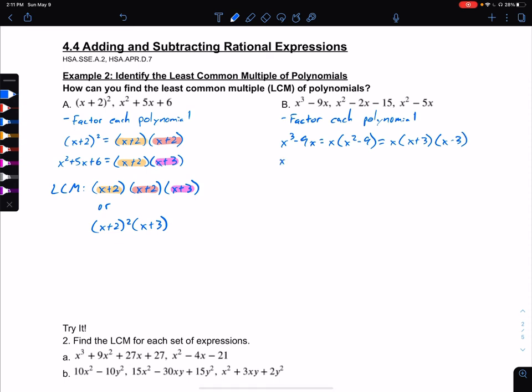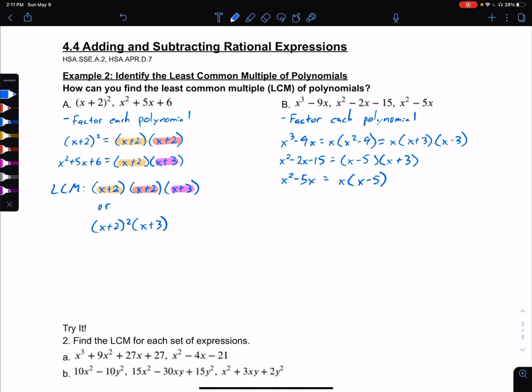My second polynomial, x squared minus 2x minus 15. This would be our factor sum chart. So we're looking for factors of negative 15 that add up to negative 2. It would be x and x, and then factors of negative 15, negative 5 and positive 3. Again, I might be going through that a little quickly, but there are videos on factoring you could go back to for those. And then finally, we have x squared minus 5x. We'll factor out an x, and that's going to be left with x minus 5.